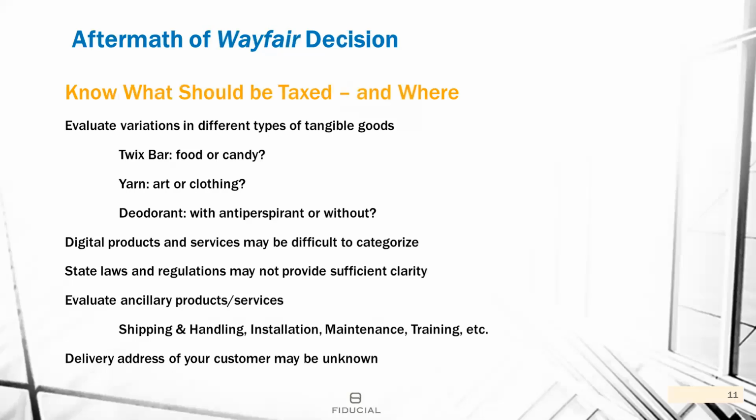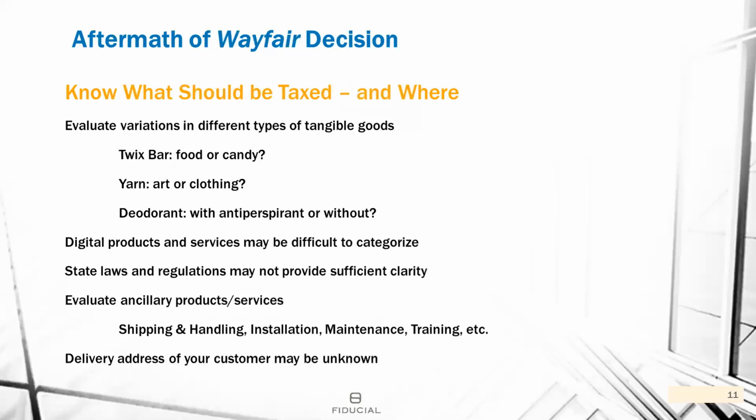There are many, many more examples, but just for purposes of time, I've limited it to these three. I just wanted to illustrate the type of variation that is out there in the states and the local taxing jurisdictions. And so it's important to be aware of what you are selling and how it might be categorized by the rules of your jurisdiction. Also, if you're selling digital products or if you're selling services, these types of things may be very difficult to categorize.